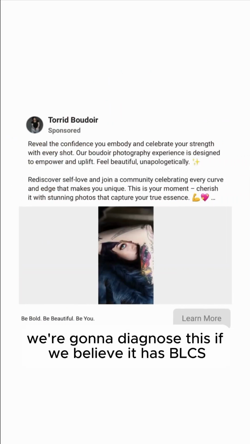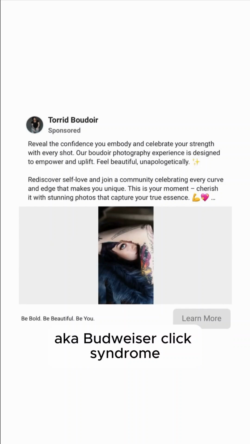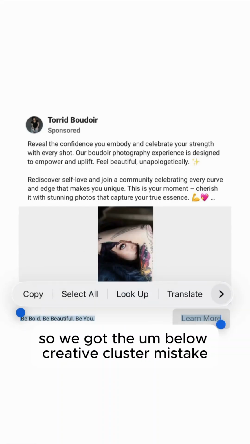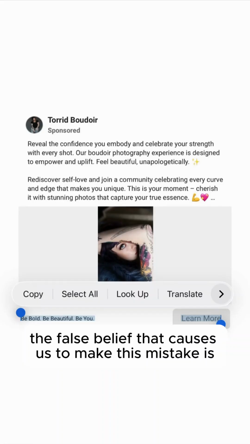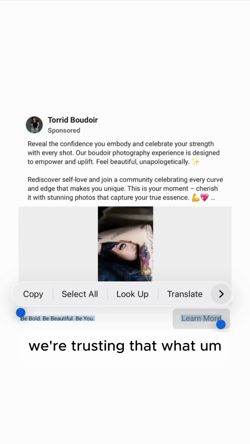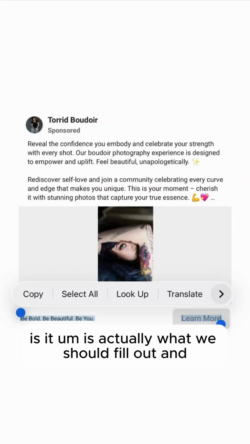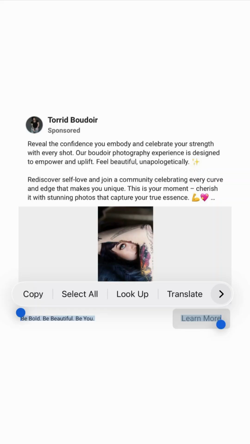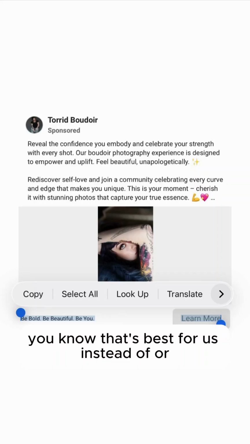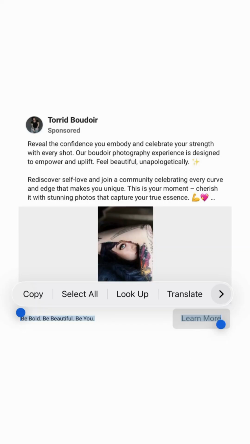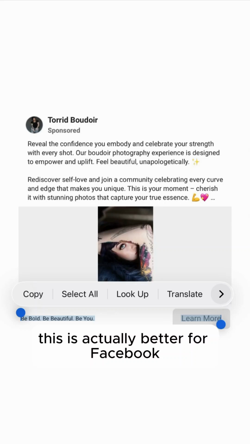All right, now we're gonna diagnose this if we believe it has BLCS, aka Boudoir low click syndrome. So we got the below creative cluster mistake. The false belief that caused us to make this mistake is we're trusting that what Facebook is telling us to fill out is actually what we should fill out, and that's best for us, or it's good for us instead of being good for Facebook. And what actually happens is this is actually better for Facebook. So it's worse for us.